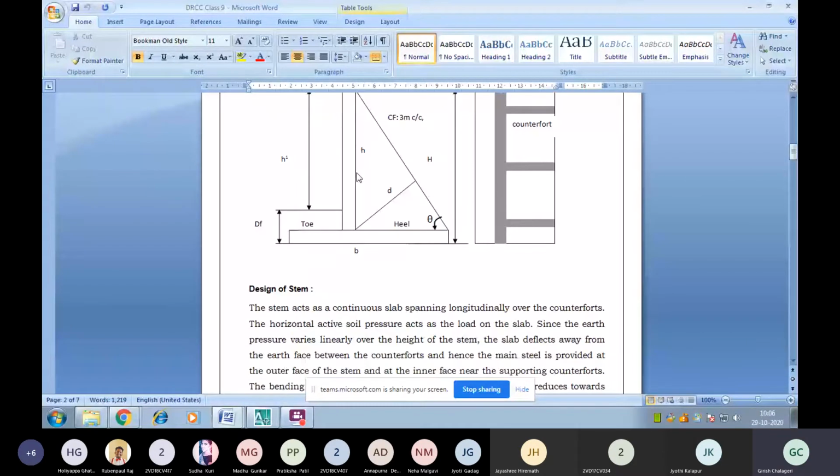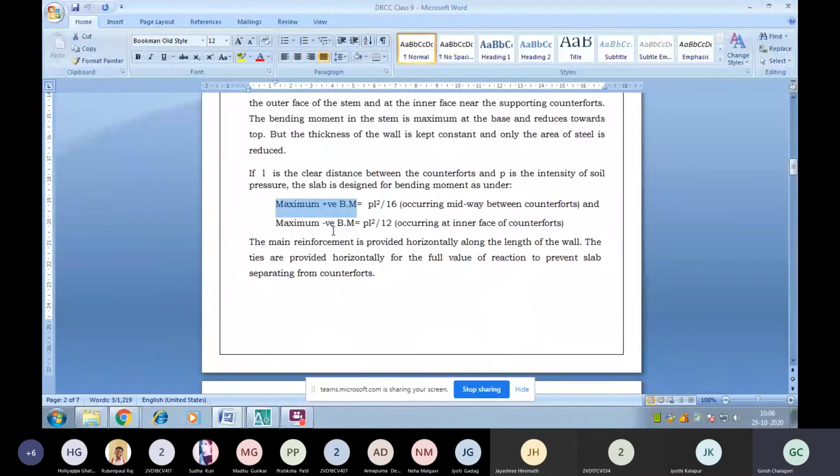For the slab, the maximum moment will be at the joining points where it is connected with the counterforts, where we get the negative reinforcement, and positive reinforcement will be at midspan. The moment is calculated by the formula PL square by 16 at the middle and PL square by 12 at the ends, where P stands for the intensity of soil pressure over the stem, and L is the clear span between the counterforts. This is how we find the moment for the stem.